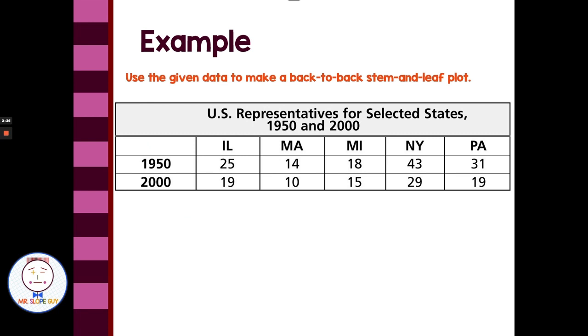So we have the U.S. House of Representatives for select states, and we have them in 1950, and we have them in the year 2000. So we're going to make a stem and leaf plot, and all of our data have a tens place of 1, 2, 3, or 4. So we're going to run that down the middle. And 1950 we're going to list on one side, and the year 2000 we're going to list on the other.